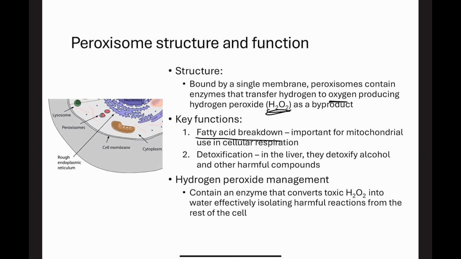They also serve in detoxification. So in our liver cells, peroxisomes detoxify alcohol and also other harmful substances by transferring hydrogen atoms to oxygen. And our peroxisomes are able to manage hydrogen peroxide. They're able to neutralize hydrogen peroxide.